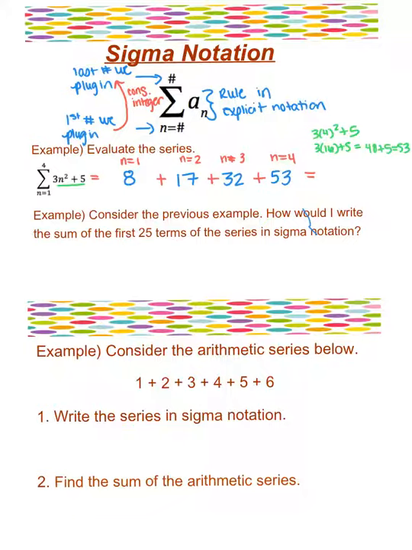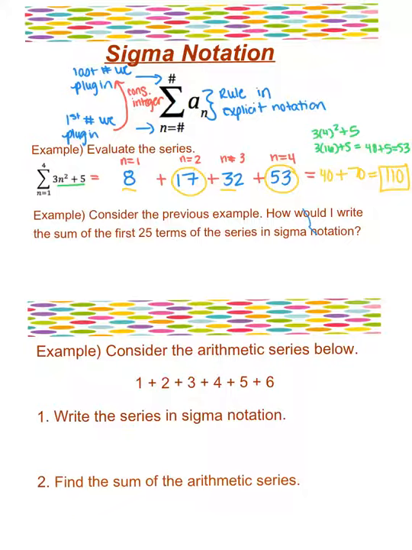All right, so finally, all I need to do is add these together to get the sum of my series. I noticed that 8 and 32 add to become a 40. And then I noticed that 17 and 53 add to become a 70. So I get 40 plus 70, which is 110. So the series from n equals 1 to 4 of 3n squared plus 5 is equal to 110.